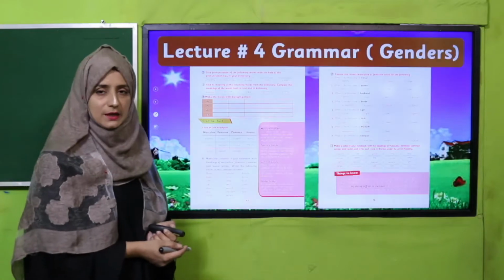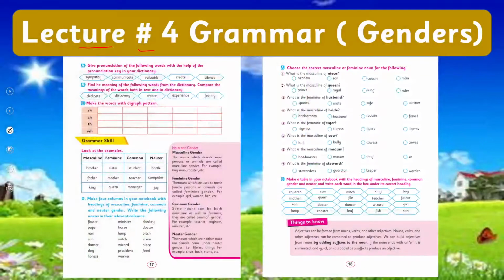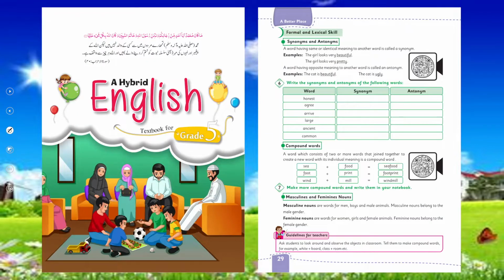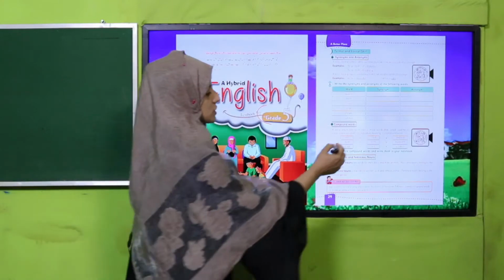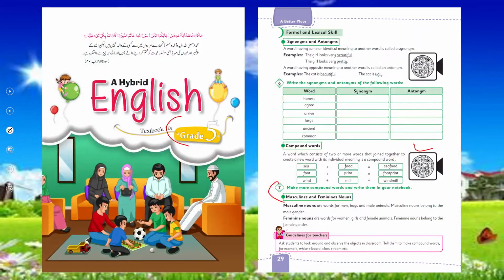Our today's lecture, my dear students, is lecture number 4. Under the title of grammar, we will learn about genders and we will cover pages number 17 and 18. Before, in English for grade 5, we have already learned about genders, masculine and feminine nouns. I hope you remember it. If you do not, you can watch this video lecture again.